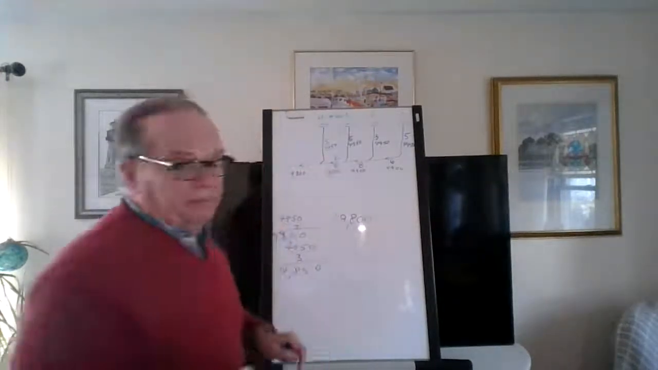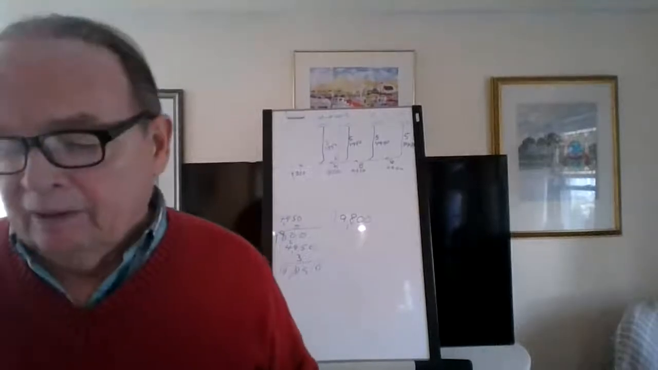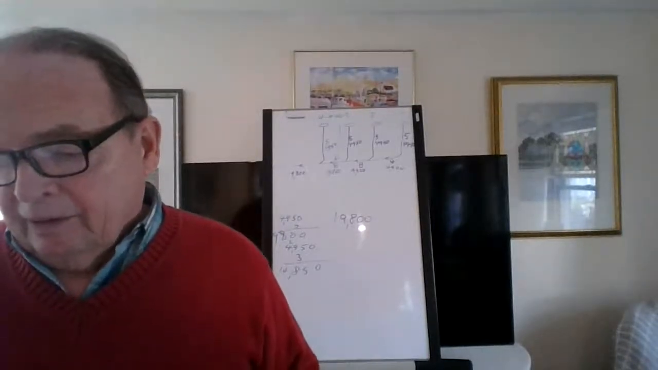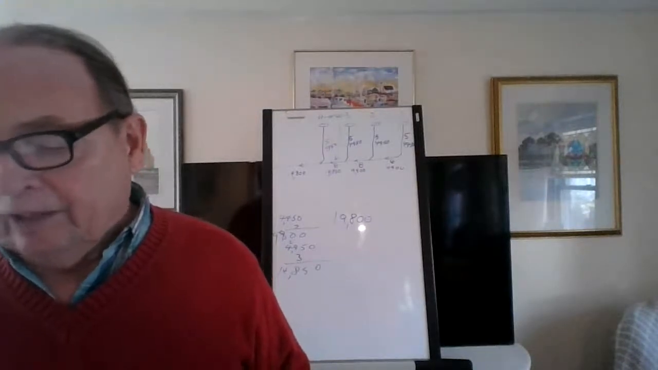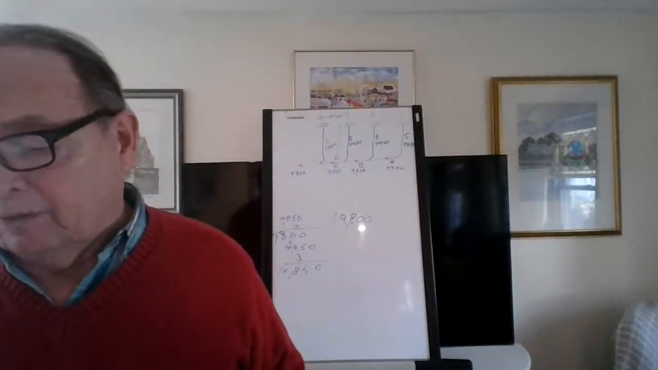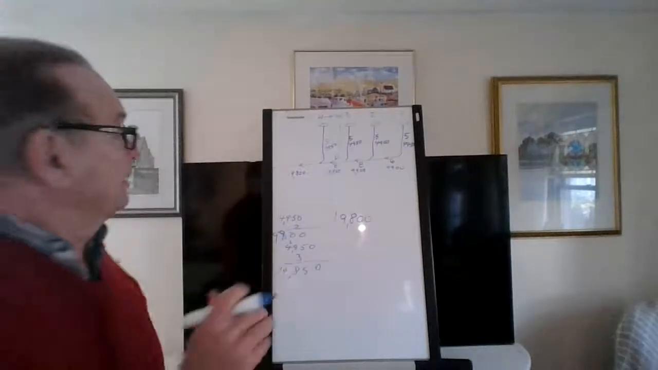Question is, what size pipe? Well, let's go back in the chart. All right. 19.8 on the horizontal. Too big for 8 inch. 8 inch only goes to 16.3. Looks like 10 inch. Okay.